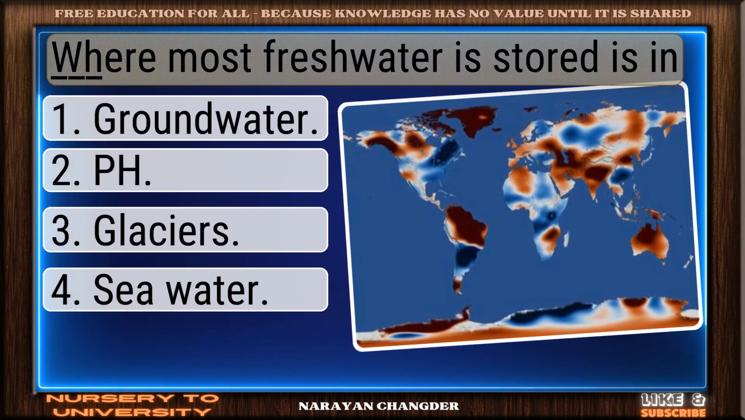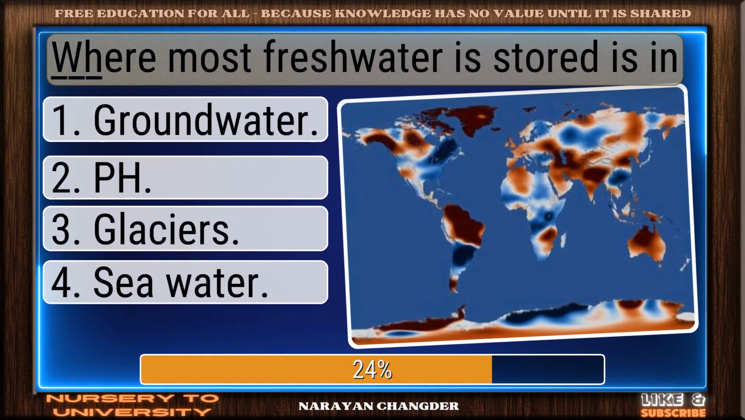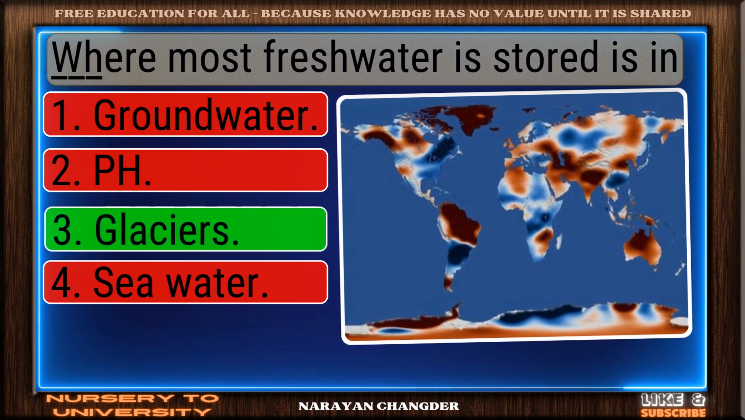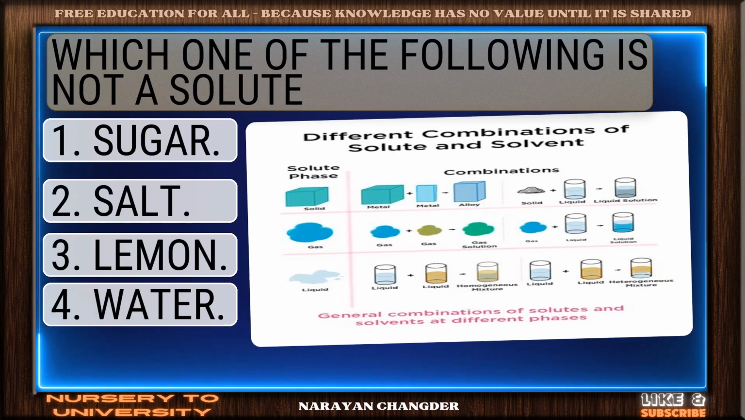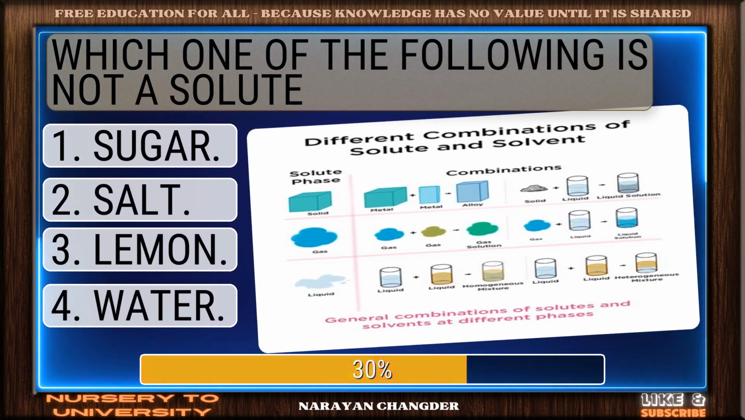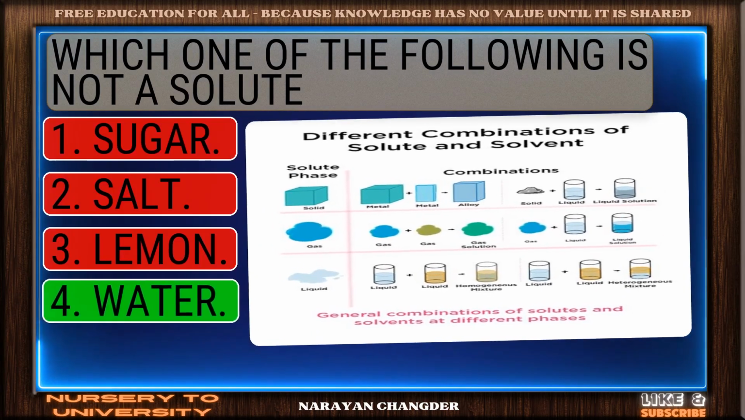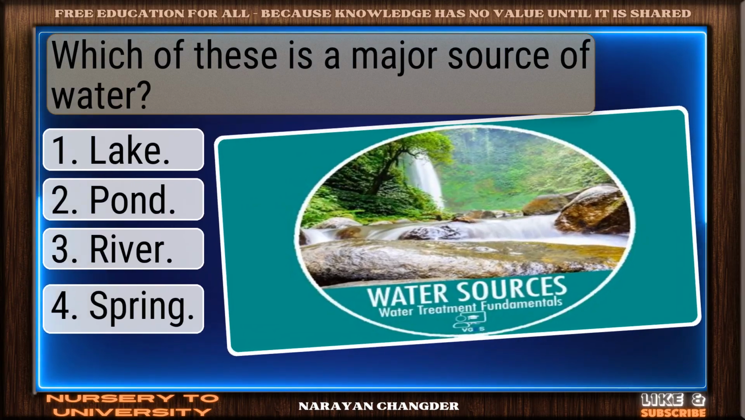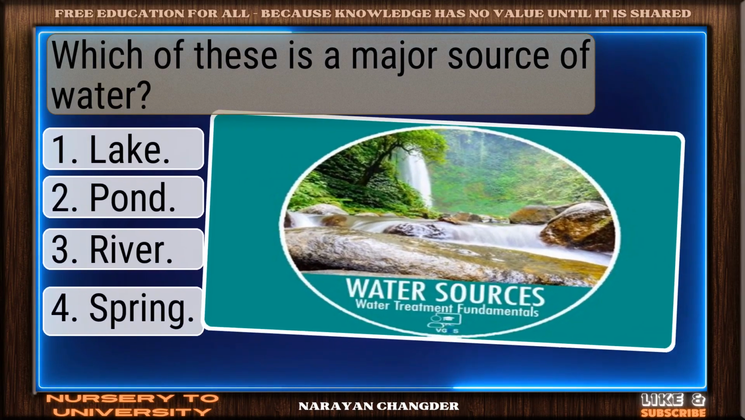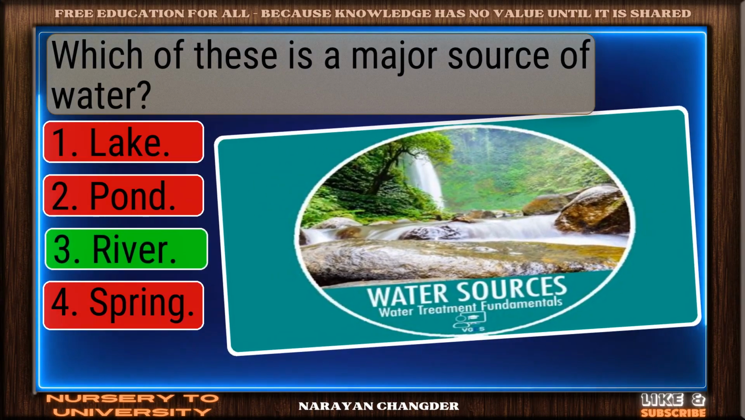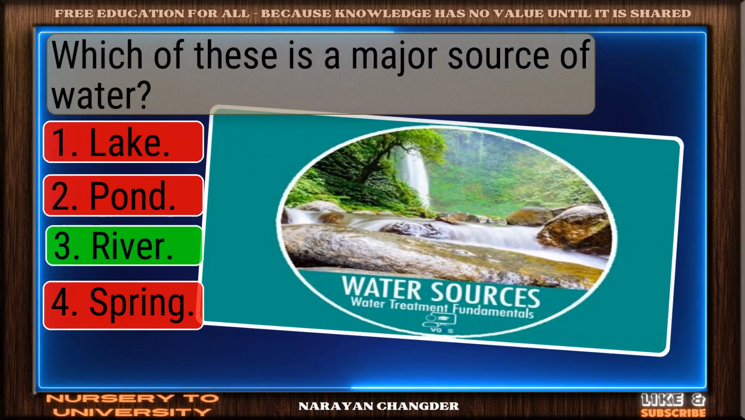Where most freshwater is stored is in dash. Great job. Glaciers is the accurate answer. Which one of the following is not a solute? Good thinking. Water is the right answer. Which of these is a major source of water? Right choice. River is the best answer.